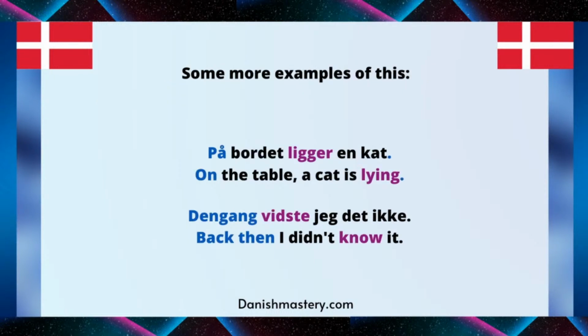We have some more examples. "På bordet ligger en kat." On the table a cat is lying, or lies a cat. But that's up to your English skills, how you want to translate that. Right? "På bordet," because it's on the table. It's a preposition, it's like a relation. "På bordet ligger en kat." Right? That's how it is.